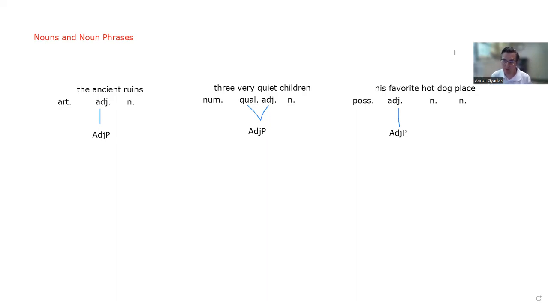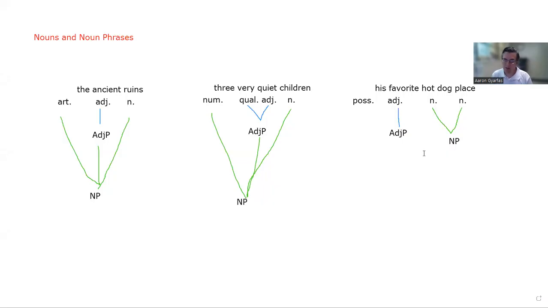Okay. Now, what else can we do? I think we have hot dog place. There's 2 nouns there, so we might be able to do something with that. Let's group these into noun phrases now. Stop the video, draw it out, and then see if it matches what I do here.